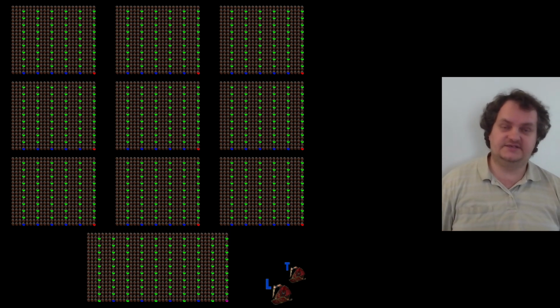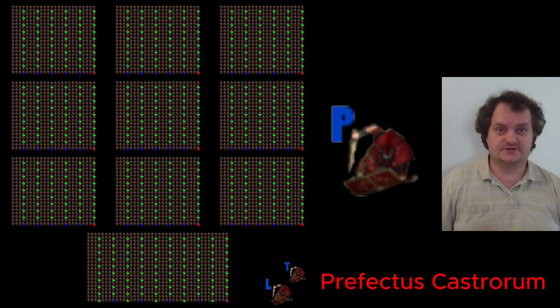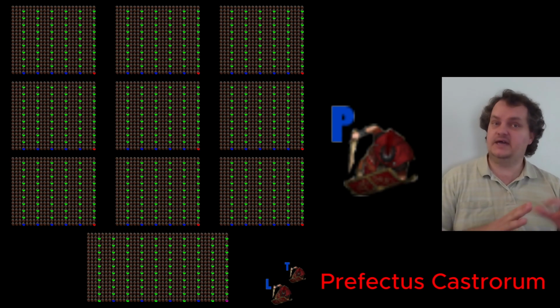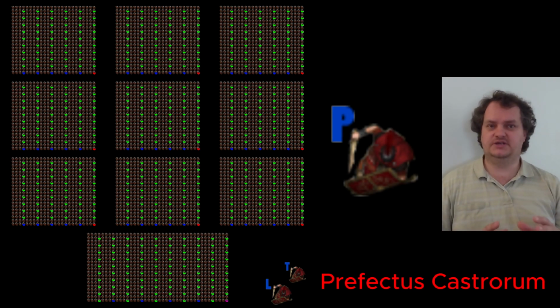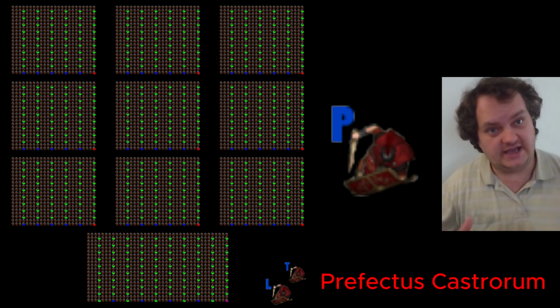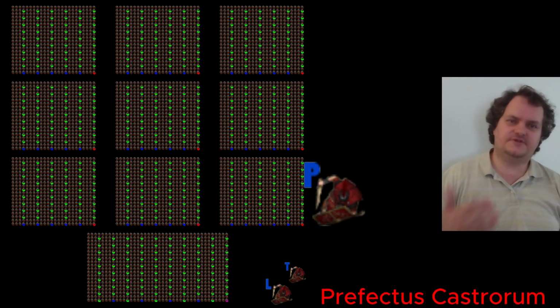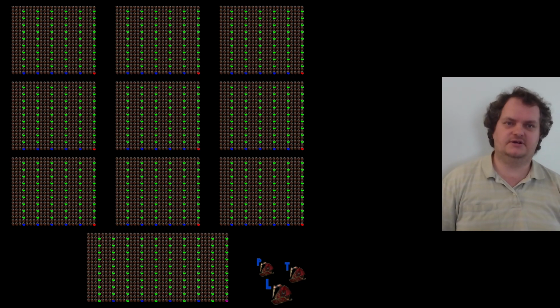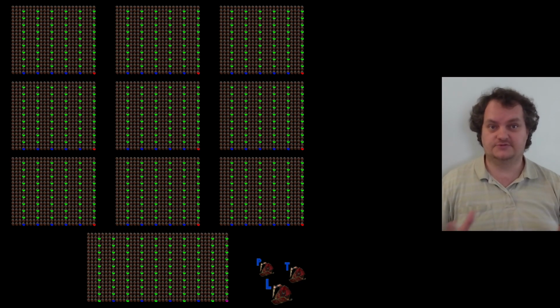The third in command is the praefectus castrorum, or the prefect, and he is not of the senator class. He is usually risen up through the ranks of the legion, and he's kind of like the highest rank that you can get if you're not of the senator class. He is considered third in command and is in charge of the training of new recruits.